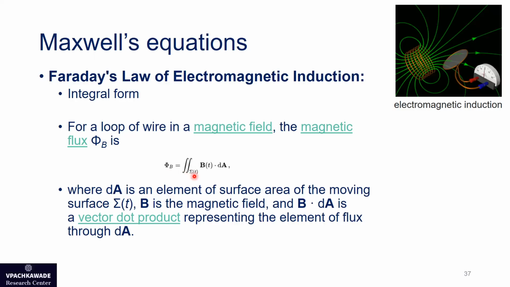Double integral summation, we are saying that the area is changing over the loop of this wire, and over that area, we are taking the dot product of the magnetic field lines, and the dA is the area element of the surface area of the moving surface.